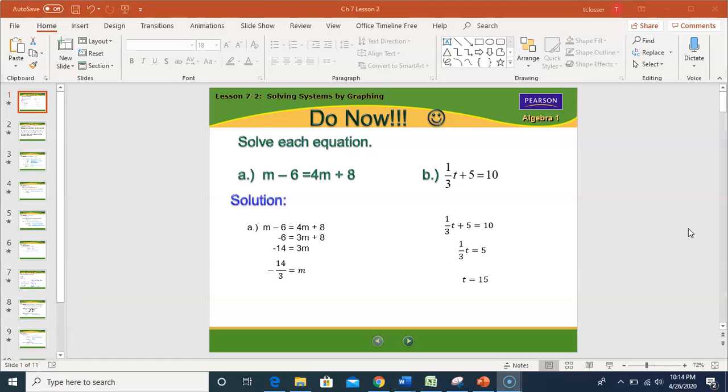But before we get started here, let's solve a couple of very basic equations, because again, it is so important that we keep this skill sharp. We have to be able to solve equations well. So let's look at the first ones here.